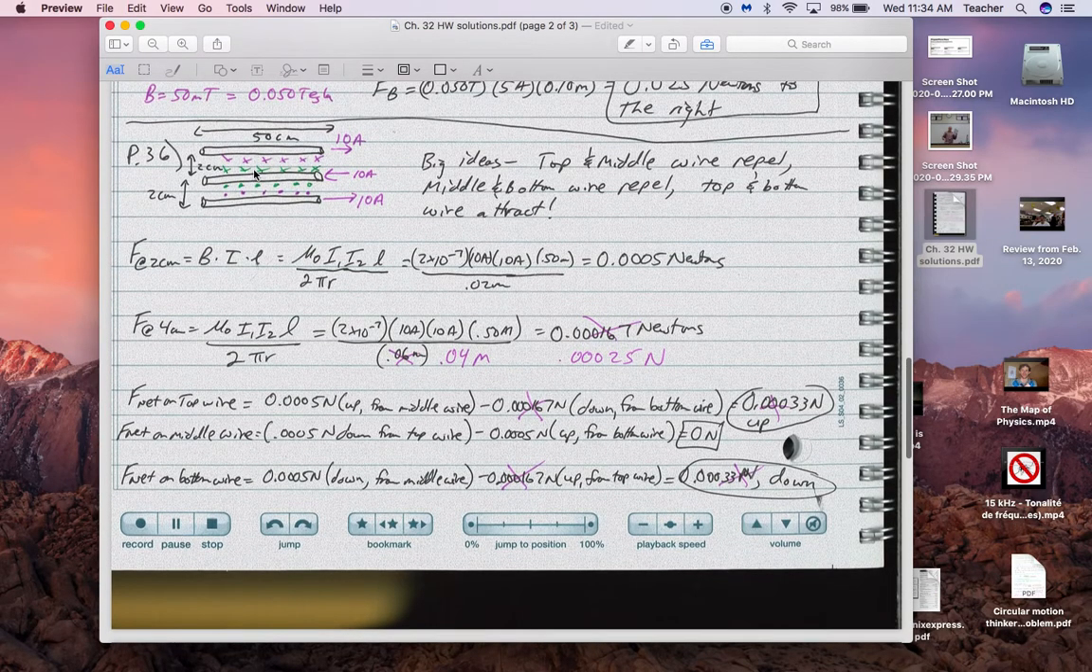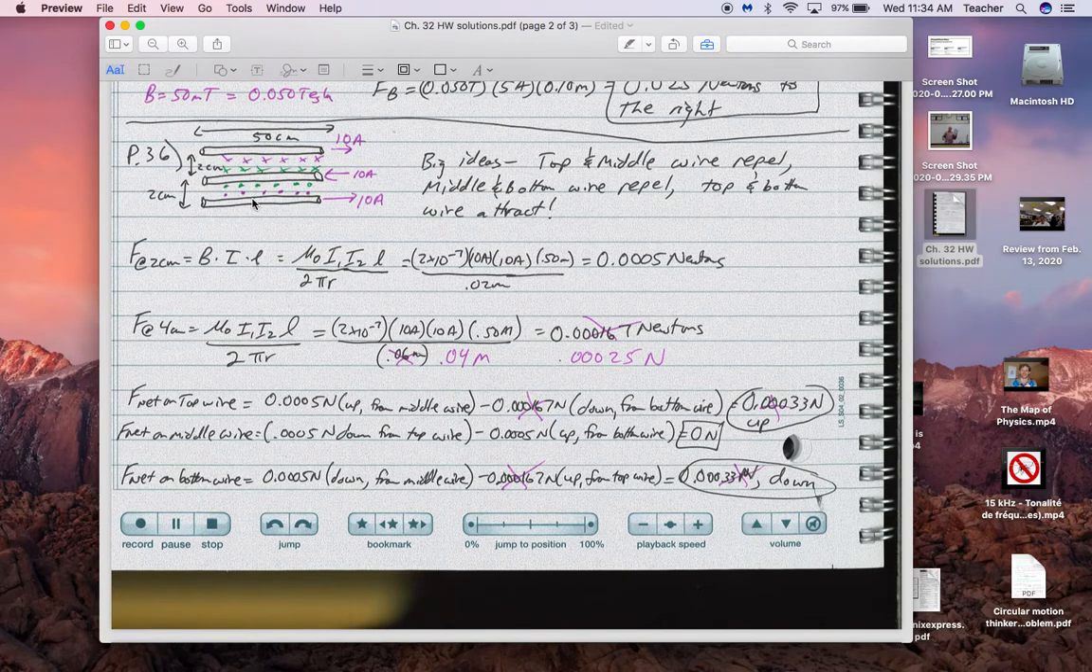So again, I can think about the force between these. I use BIL, but B is equal to mu naught I over 2 pi r. So putting those two together, I get this formula for the force between two wires. At a 2 centimeter distance, we get this force. At a 4 centimeter distance, we get half the force. So what I can do here is realize that the top and middle wire repel, the middle and the bottom wire repel. That gives me no net force on the middle wire.